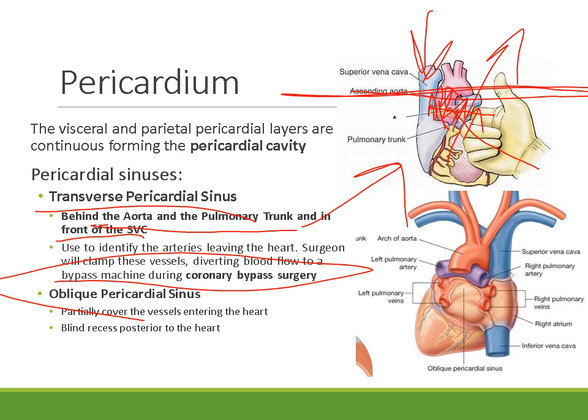The oblique pericardial sinus is a blind recess, meaning it's like a cul-de-sac, right? It's a dead end that partially covers the vessels entering the heart posteriorly. So the oblique pericardial sinus is back here. There's this little covering in the back of the heart.